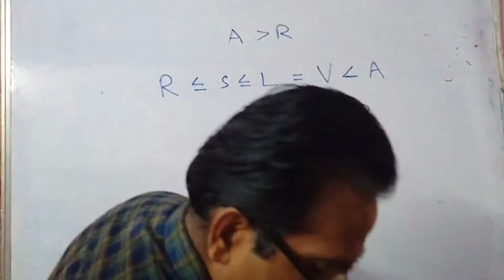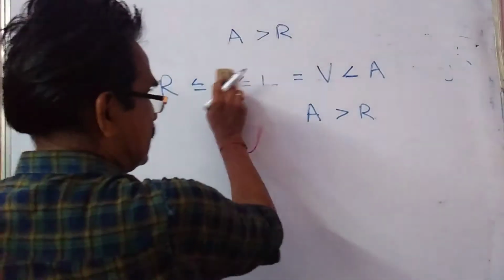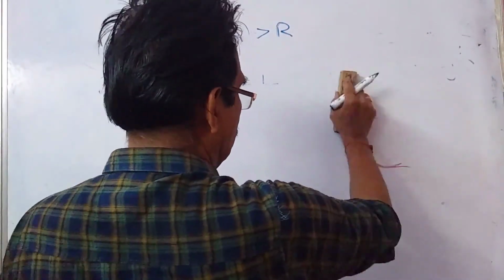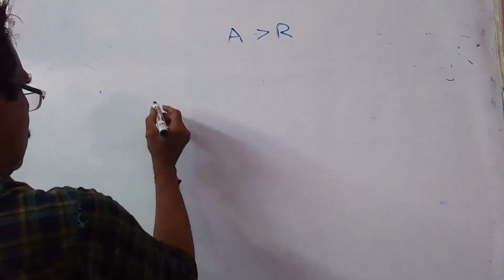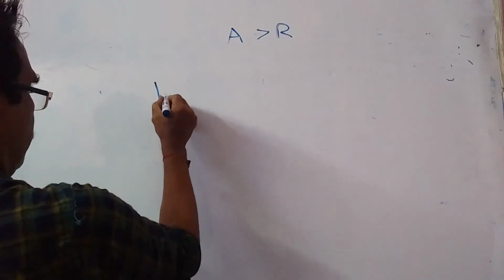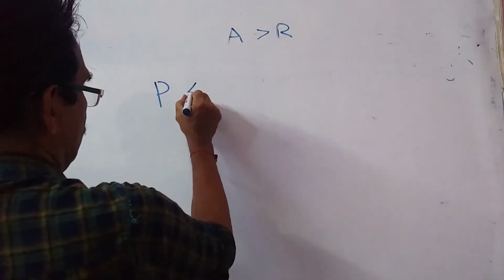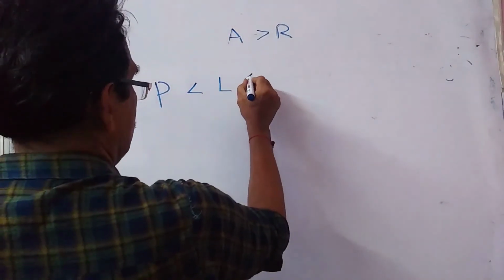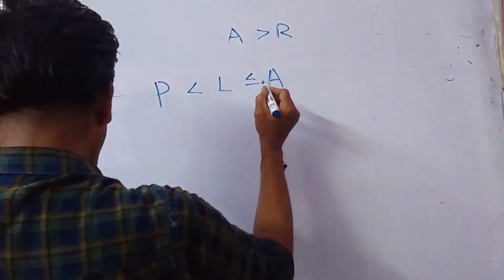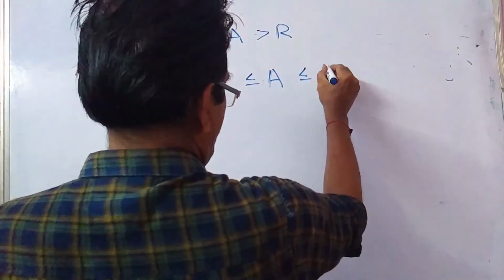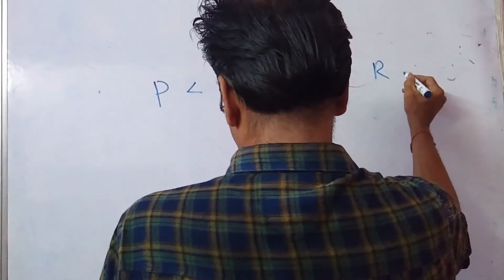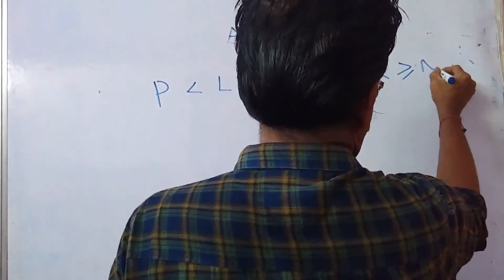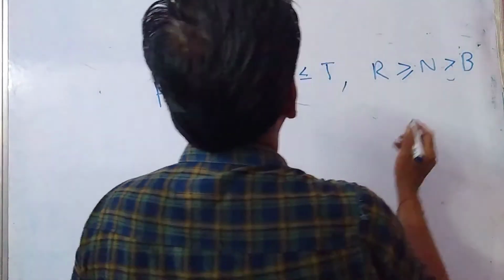What we want is where A greater than R is not true, does not hold good. So we have to select the option where A greater than R does not hold good. Let us see the fourth option. P less than L less than or equal to A less than or equal to T, or greater than or equal to N greater than B.